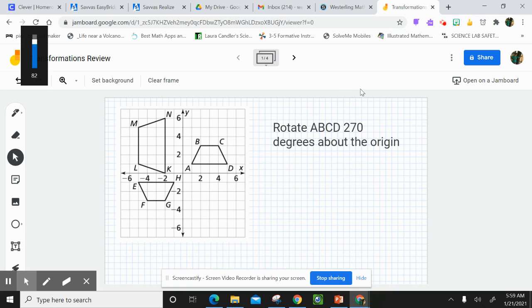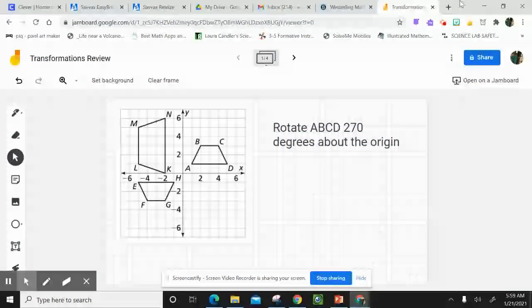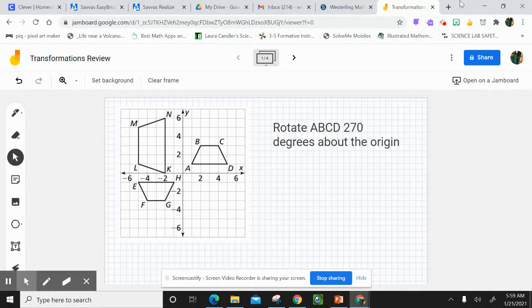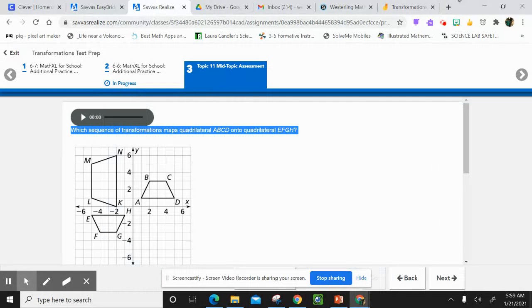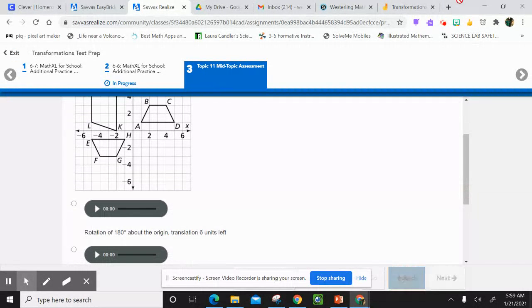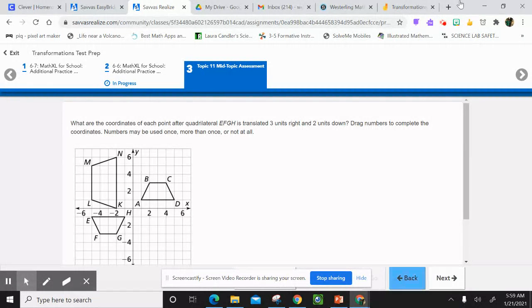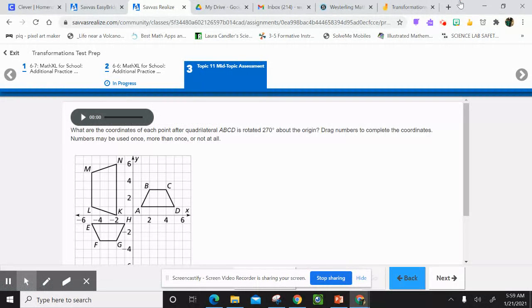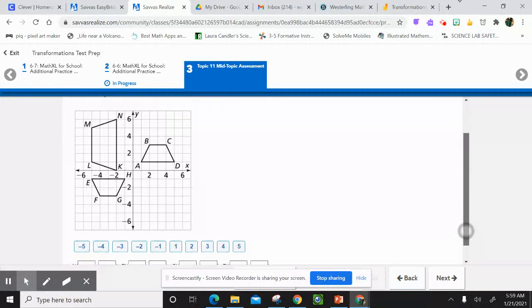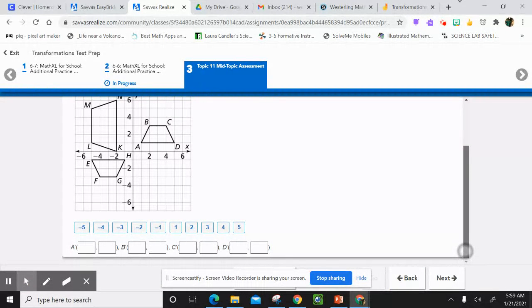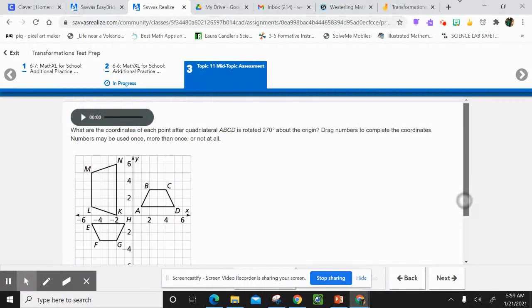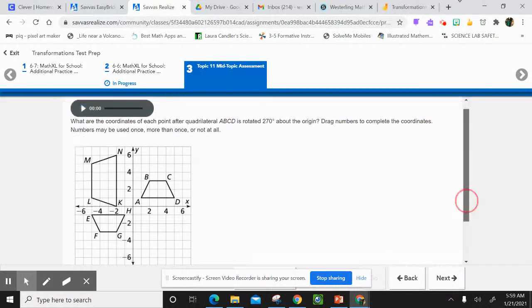Okay, we are going to review the most difficult problem from our review yesterday in Savvas. It was a series of questions that examined the same graph. You will have a problem like this today on your test. You're going to have to drag and drop the coordinates after a series or a single transformation.